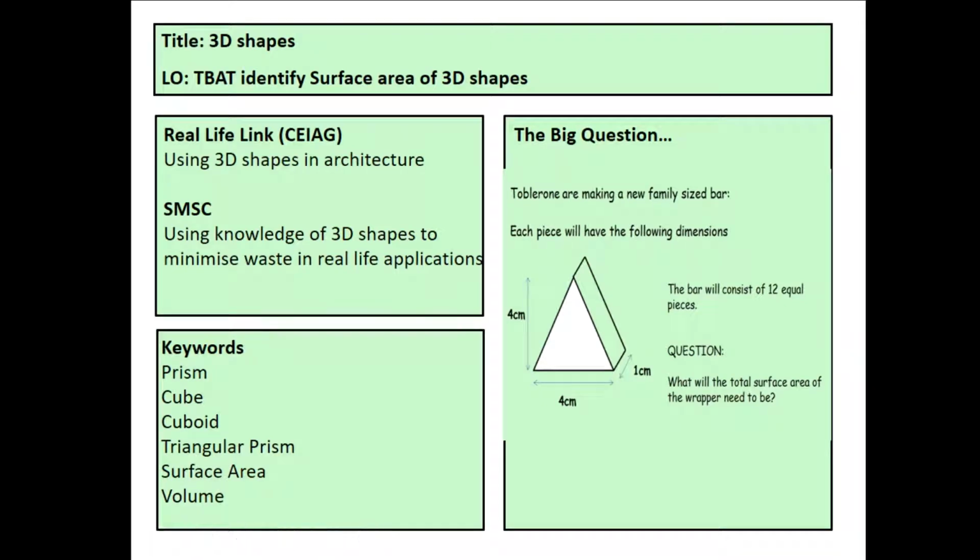What we'll be doing for today's lesson is identifying the surface area of 3D shapes. The keywords we'll be using for today's lesson are prism, cube, cuboid, triangular prism, surface area and volume. You may need a calculator for today's lesson, so make sure you have one to hand before you start.